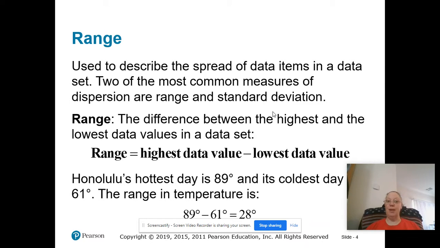So that's range. To figure out the range, we're going to take the highest data value and subtract the lowest data value. In this particular example, Honolulu's hottest day is 89 degrees, coldest day is 61 degrees. So if we subtract 61 from 89, it has a temperature range of 28 degrees, which is actually pretty narrow. Honolulu tends to have a pretty narrow temperature range.